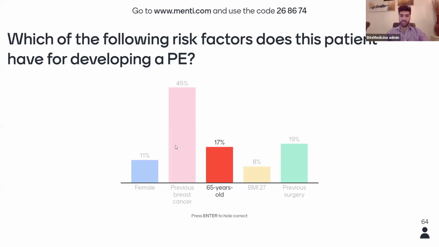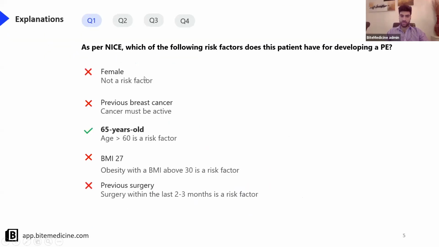Let's explore why. So being female is not a risk factor. She's had previous breast cancer, but it has to be active cancer. This depends on what guideline you read, but NICE state active cancer. She's had cancer a year ago and she's had a mastectomy. She's not on any medication, as the case stated, so she's not even being treated for cancer. Her cancer is finished, she's had the surgical treatment for it. So you need to have active cancer, not just previous cancer. That's not a risk factor.